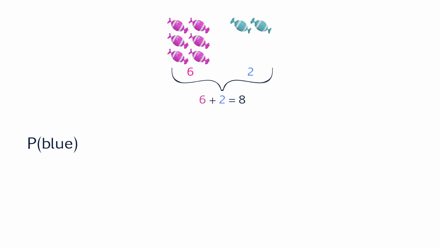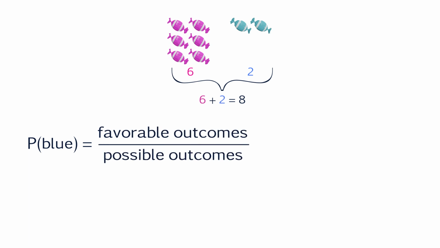The probability of picking a blue piece equals the number of favorable outcomes divided by the number of possible outcomes. There are 2 blue candies and 8 candies in total. So, P of blue equals 2 over 8, or 1/4. 1 over 4 is equal to 0.25, or 25%. That means there is a 25% chance of picking a blue piece of candy at random.